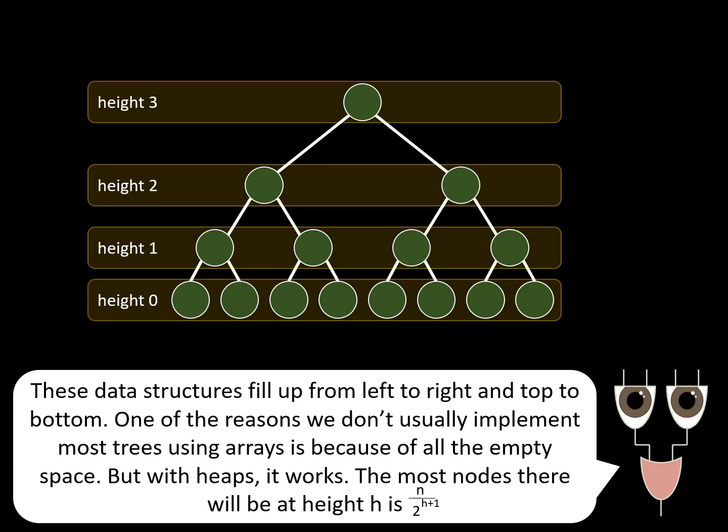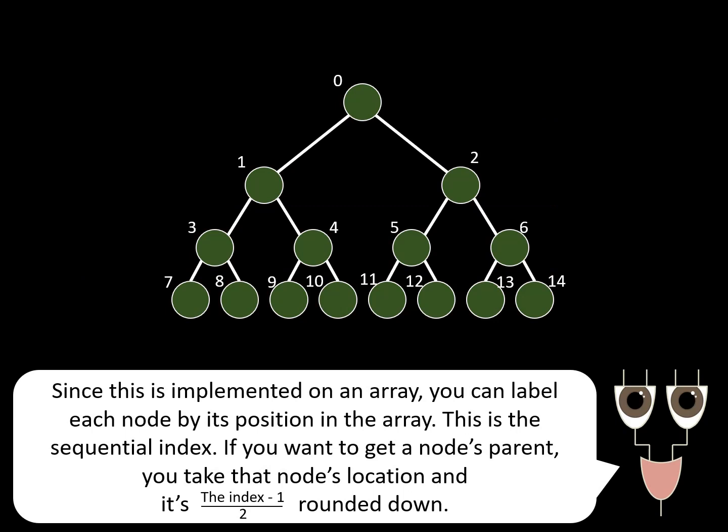The most nodes there will be at a height h is n over 2 to the power of h plus 1. Since this is implemented on an array, you can label each node by its position in the array. This is a sequential index. If you want to get a node's parent, you take that node's index, minus 1, over 2, rounded down.